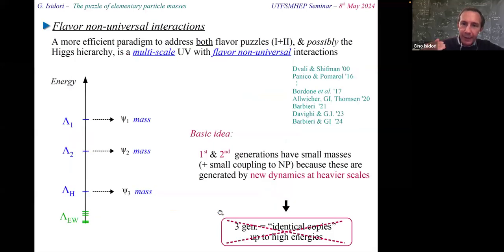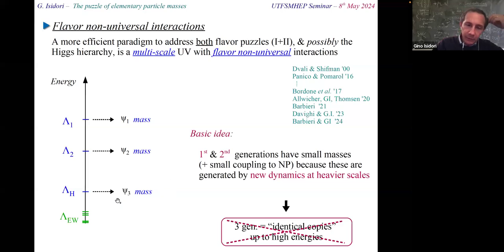So this is why I think now a much more interesting paradigm is to assume that new physics is not flavor blind, and that actually new physics sees the different generations differently. The basic idea that addresses much better both the flavor puzzle and possibly also the Higgs is the idea of a multi-scale theory. There are different scales, and actually the different scales characterize where new physics talks to different families.